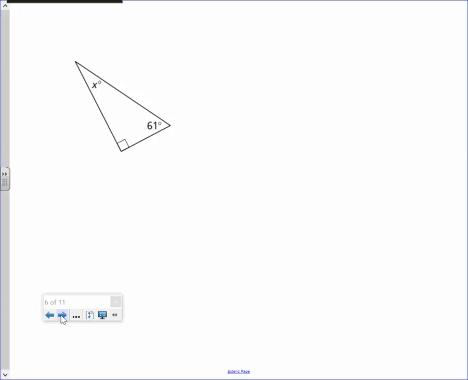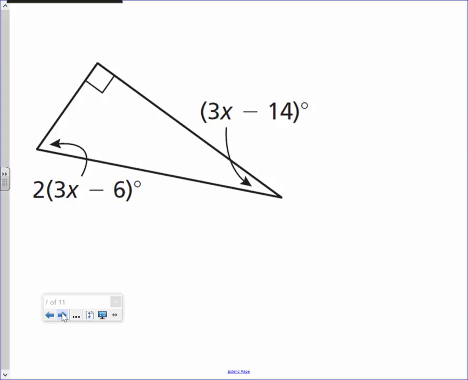Example 3. That's this one. Example 3, let's do it. Back to this one. Go ahead and copy this one down.